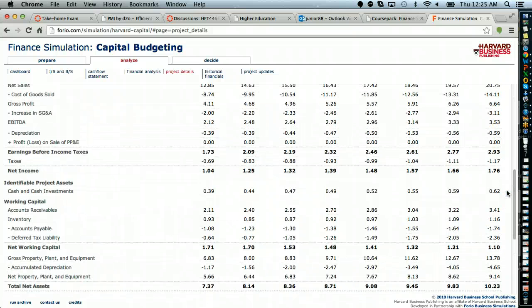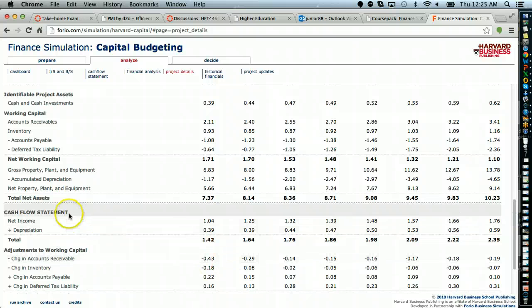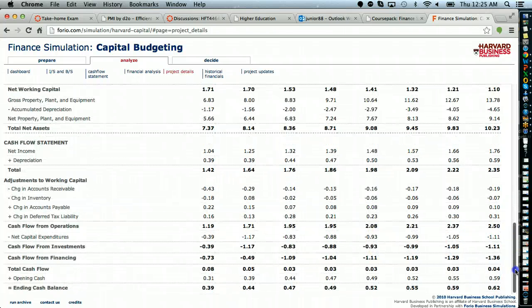Okay, so from what I can tell right now, you see the cash flow statement? It's positive. I'm going 1.42, 1.64, 1.76, 1.86, 1.98. So from what you can tell right now, I am increasing in cash flow. That's great. That's what you want to see, those positive inflows. And then look at the ending cash balance, 0.39, 0.44, 0.47, 0.49. It's constantly increasing. This shows you that I made another good investment and I'm gaining from my investment.